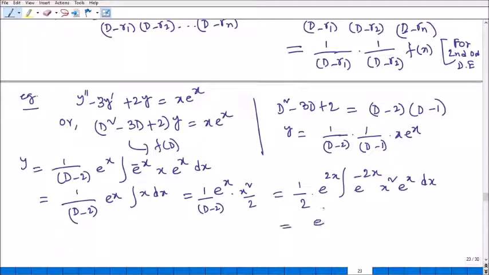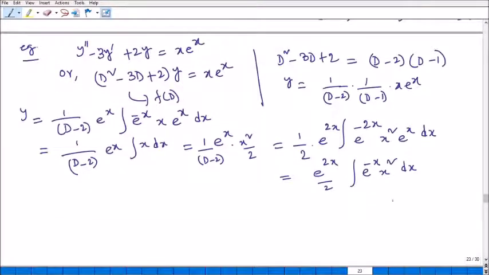So the e to the power 2x by 2 equal to e to the power minus x into x square dx. So this is the simple integration, integration of the two products, that is e to the power minus x and x square. I am not calculating this integration, this is simple. So this is the technique, successive integration. That is you have to integrate this function successively.